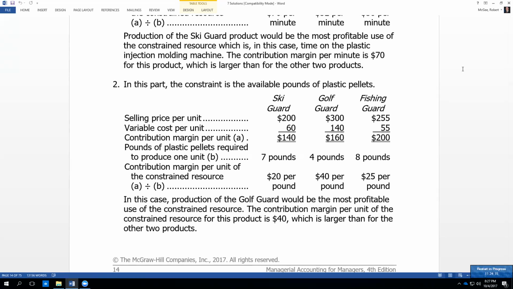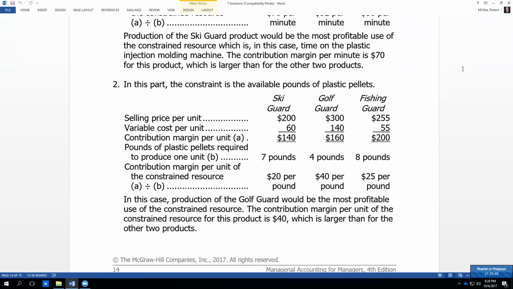Yeah. So we use the same process. The selling price per unit minus the variable cost leaves us with the contribution margin. And then this one uses 7 pounds of pellets of the painted purple pellets, prime purple pellets. So 140 divided by 7, 20. Here they make $20 per pound of pellets. And here 160 divided by 4, 40. 200 divided by 8 is 25. So they make the most profit on golf guard, 40.